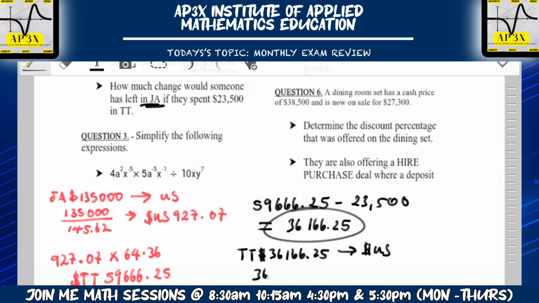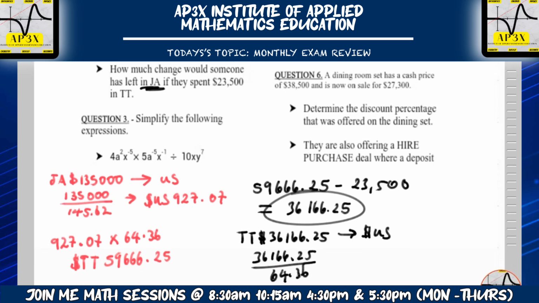So that's going to be 36,166.25 divided by 64.36. And we're going to end up with an amount of $561.94, 94 cents, 561.94, and that is currently in US.